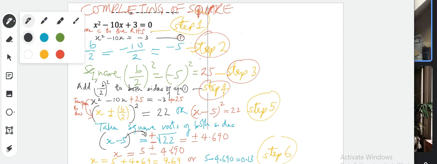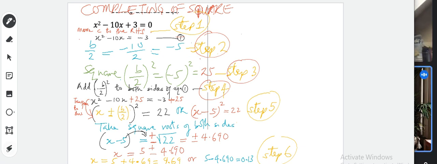Then, you mean step 4? Yes, that's step 4. Then you add that square of b over 2 to both sides of the equation.